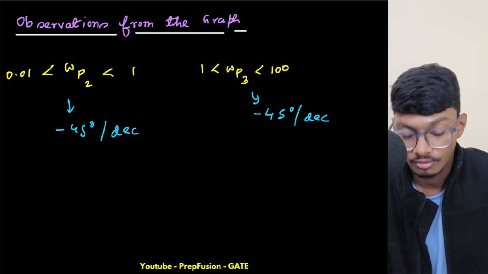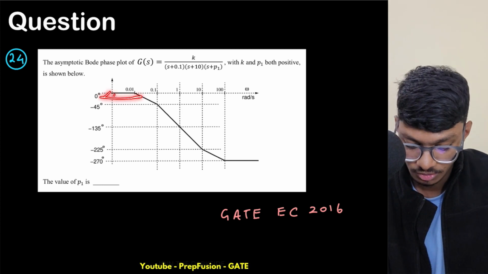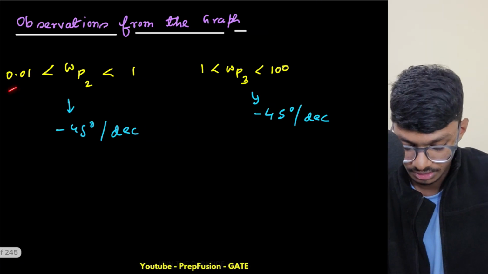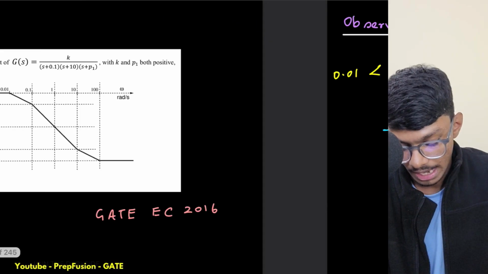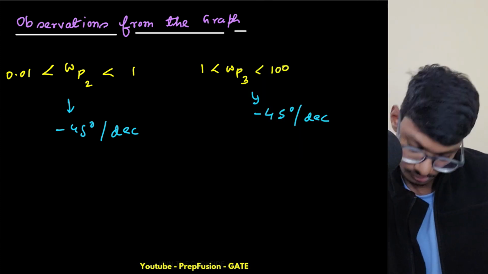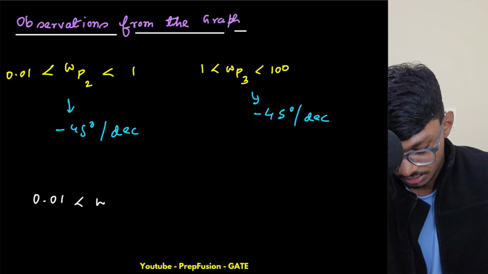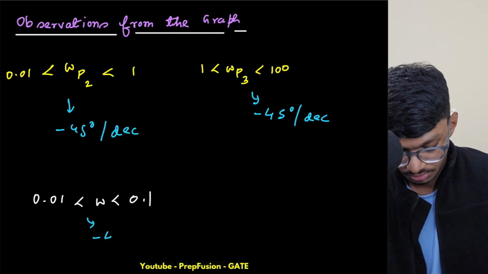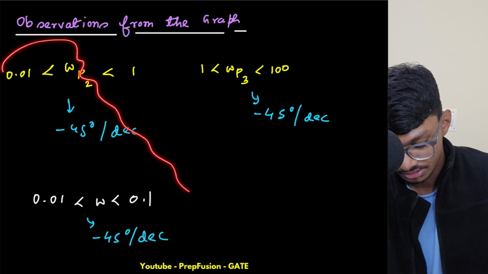Now obviously in the graph, I am seeing that before 0.01 the slope is 0. Hence before 0.01 it is 0. So obviously this P2 is the minimum pole. And between 0.01 and 0.1, my slope is minus 45 degrees per decade. That is fine. So this range is matching.